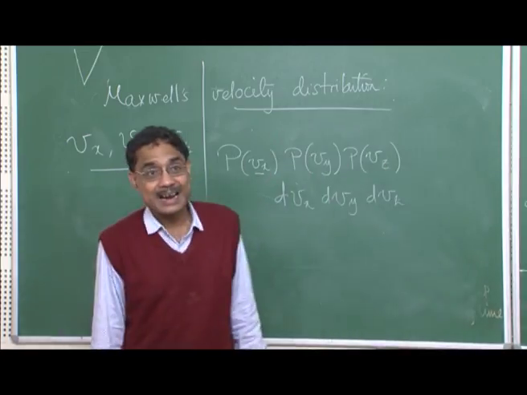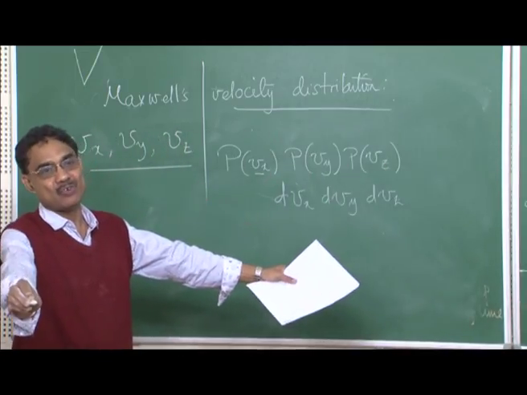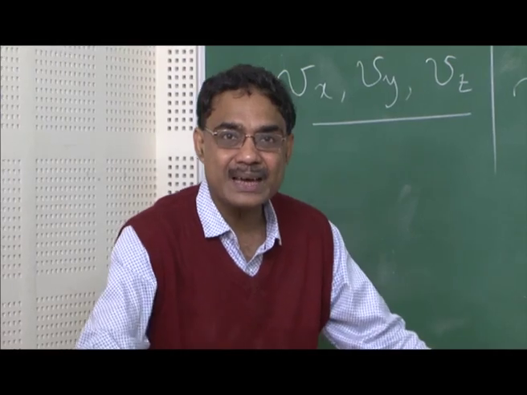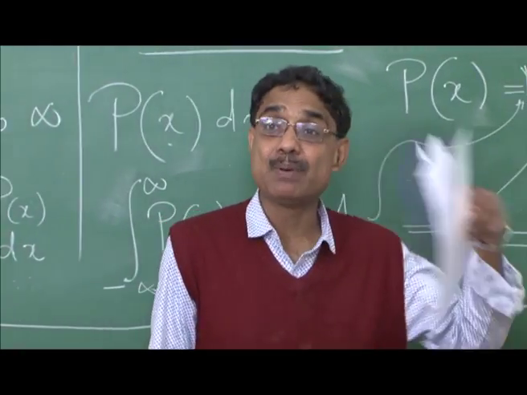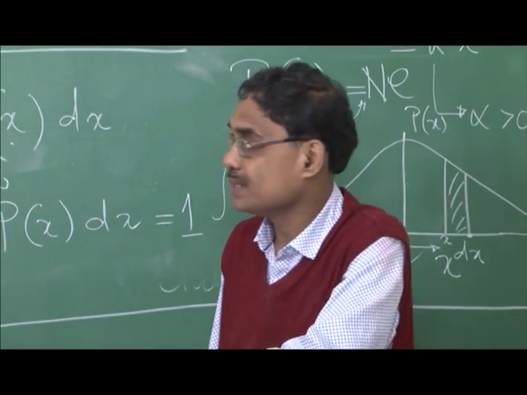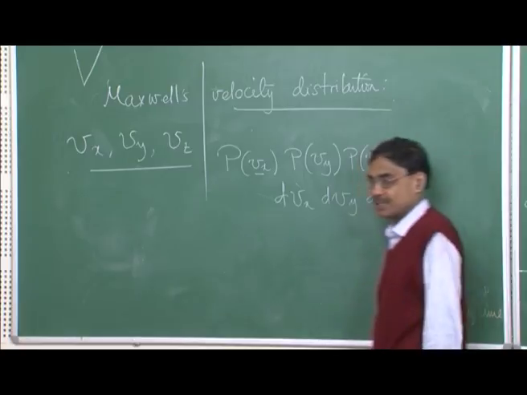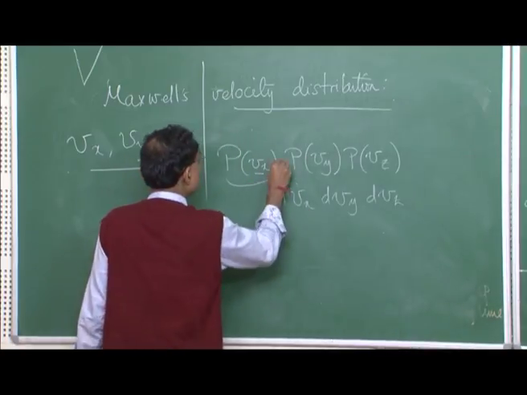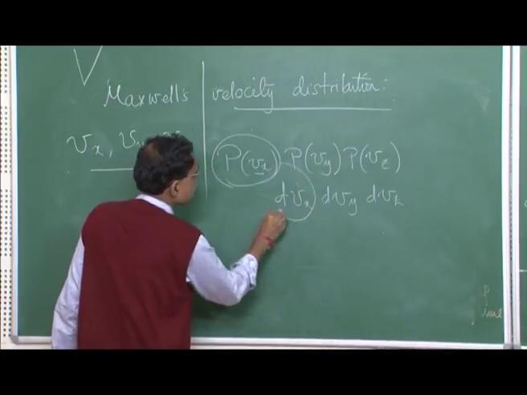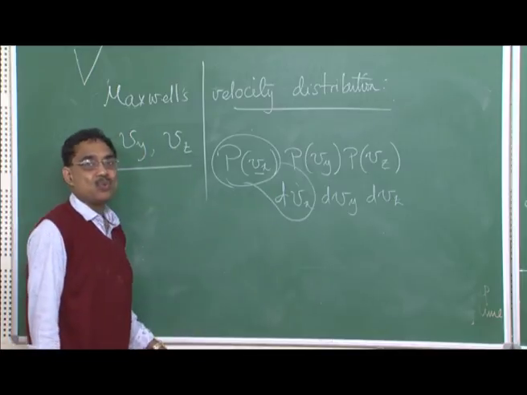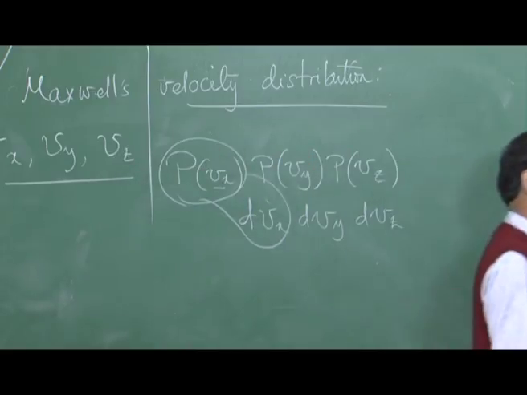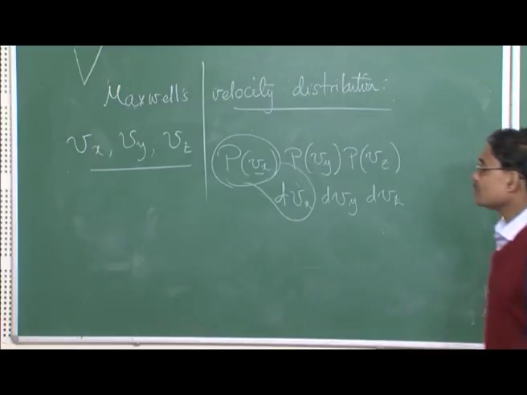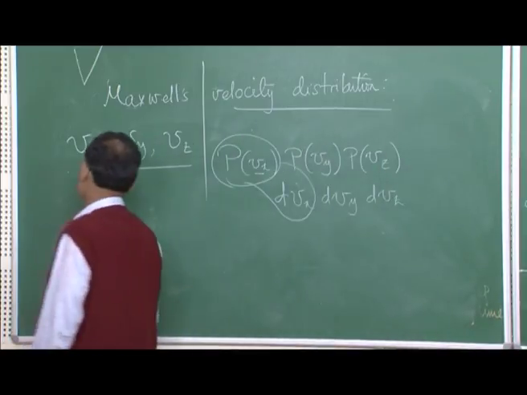But here I have already gotten rid of force. There is no force in the problem. But what I am talking about is a probability distribution of velocities. Three components of velocities. This is the P(Vx) dVx. It tells you the probability that the velocity lies between Vx and Vx plus dVx. So, this is a probability distribution.